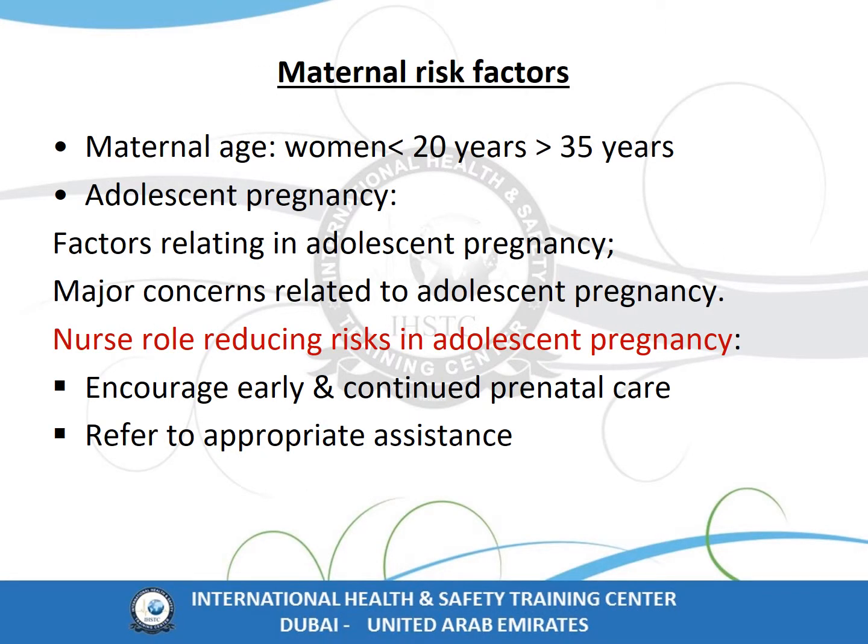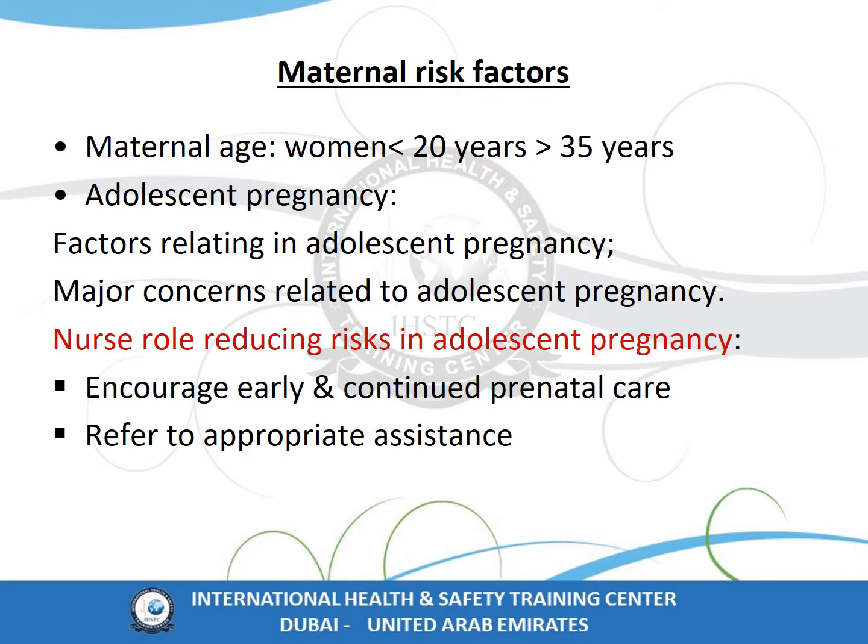Now let's discuss certain maternal risk factors. Maternal age: women younger than 20 years and older than 35 years are at risk for adverse perinatal outcomes. Adolescent pregnancies: factors that result in adolescent pregnancy include the early onset of menarche, changing sexual behaviors in this age group, problems with family relationships, poverty, and lack of reproductive and birth control education.